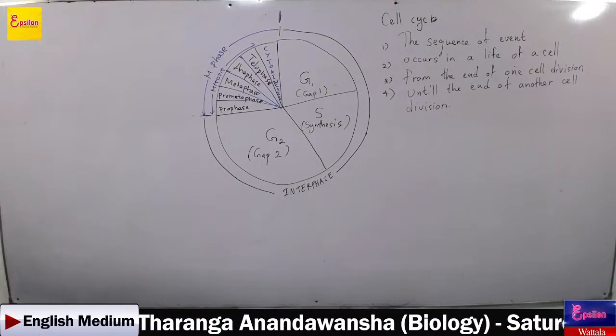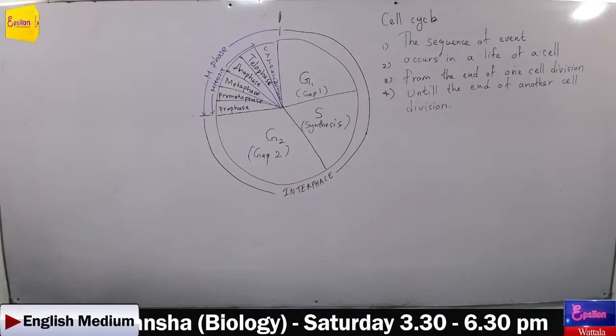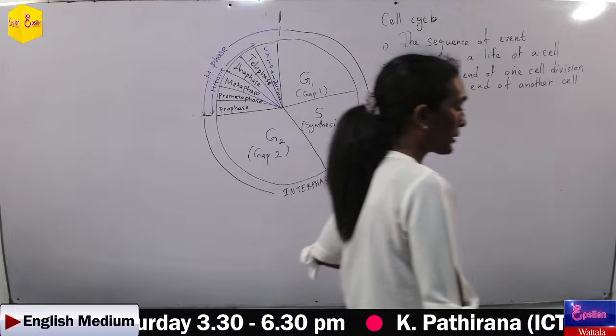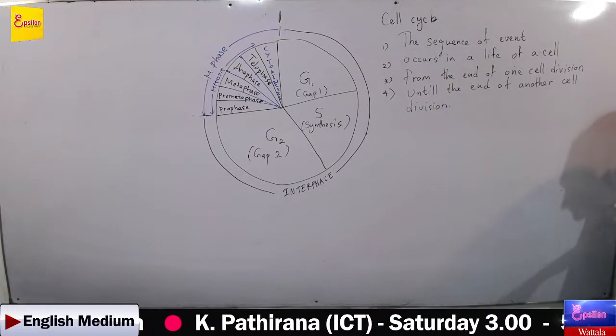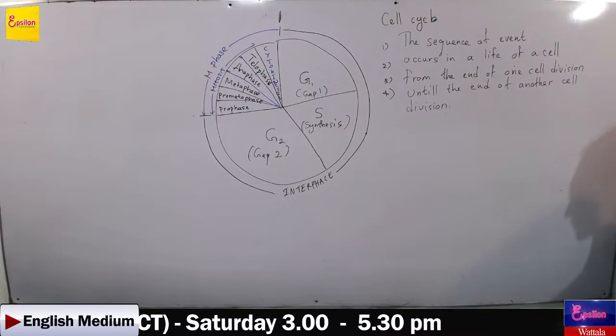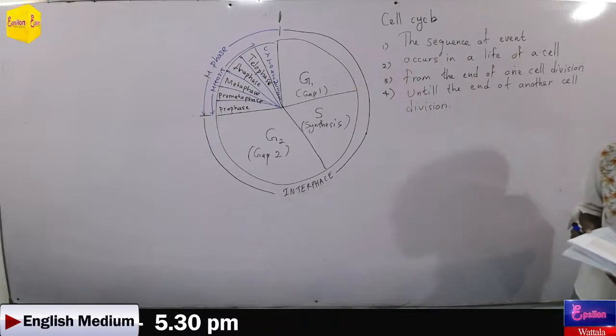Did we draw only prophase? We didn't write anything on prophase, no? Here you don't write the cell cycle definition after the diagram. We are continuing the lesson. I told only the ones who came today to write. We wrote the definition early. You can remember.